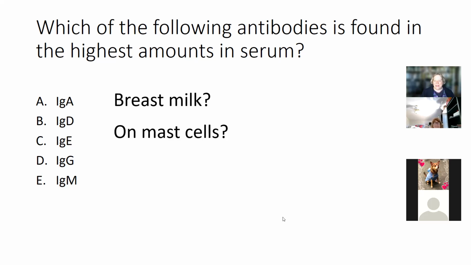And then we also had a vote for IgM. That one, so far as I know, we don't find stuck to the outside of mast cells. That one we tend to find mainly just in serum. Nothing is 100% in biology. We're going with big picture generalizations for these questions.